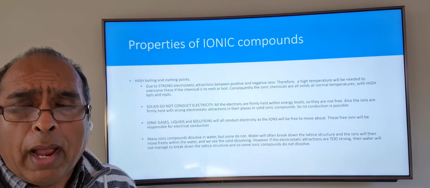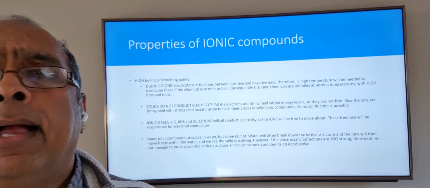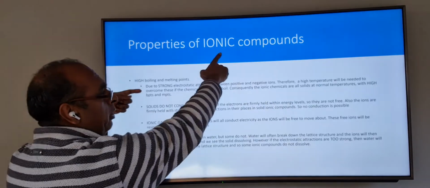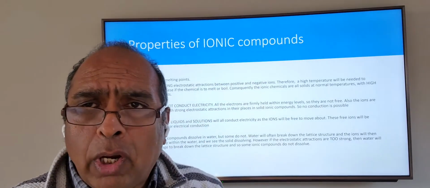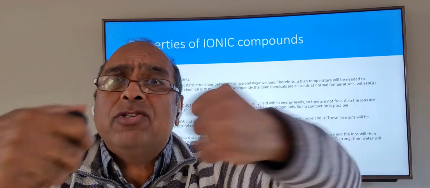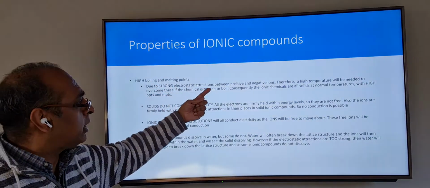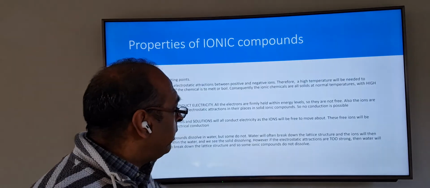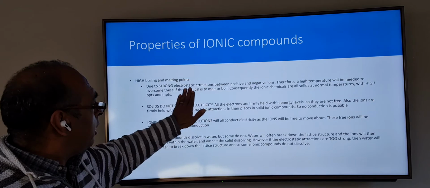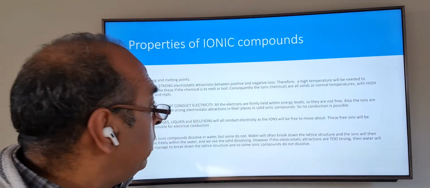And then applying those ideas to ionic compounds directly, we get the following ideas that you need. So ionic compounds, they all have high melting and boiling temperatures. Why? Because their attractions are strong. Look, due to strong electrostatic attractions between positive and negative ions, high temperatures are needed to overcome these strong electrostatic attractions if the chemical is to melt or to boil.